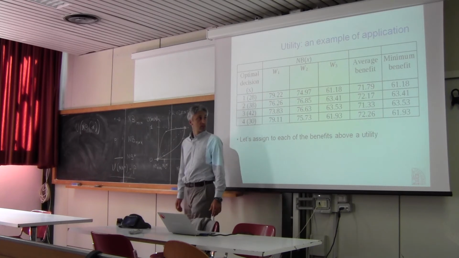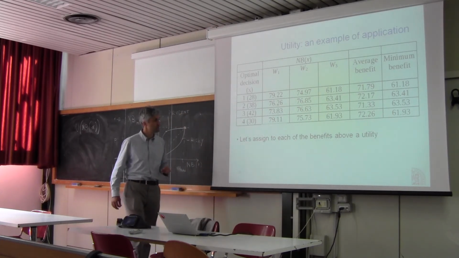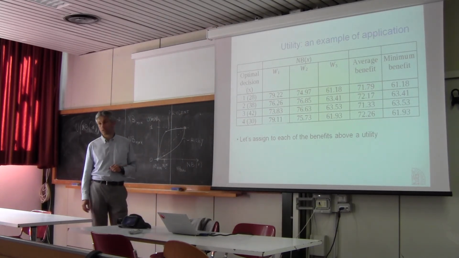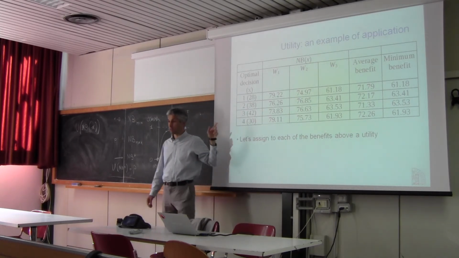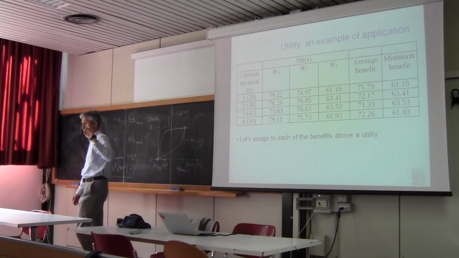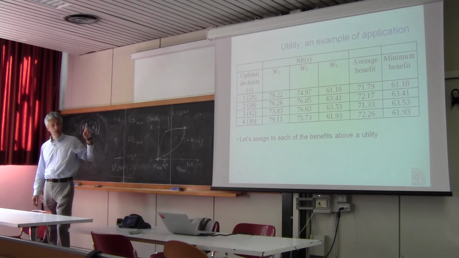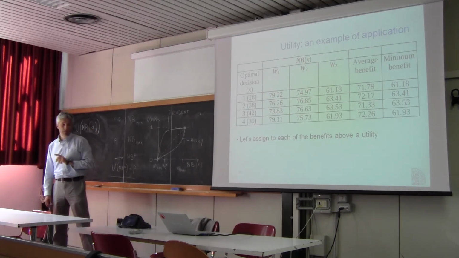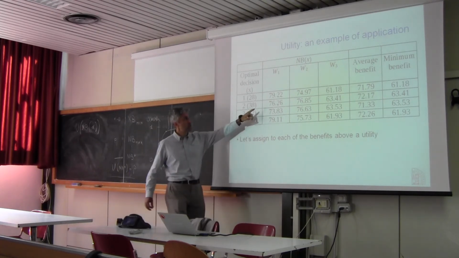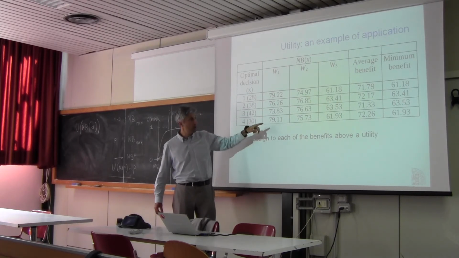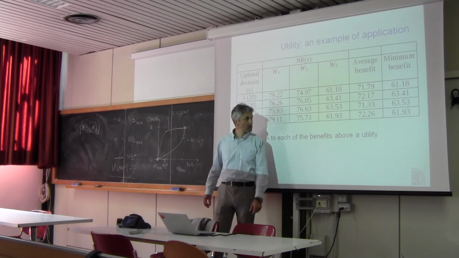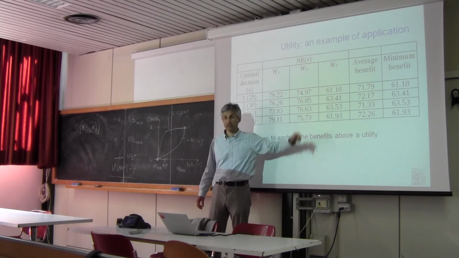Okay, so now let's go back to this table and then let's apply the utility theory. And as I anticipated to you, given now the full range of the possible benefits, I need to define the utility function for each of these benefit values by assigning, of course, utility 1 to the highest benefit, 79.22, and the lowest utility 0 to the lowest benefit, which is 61.18.